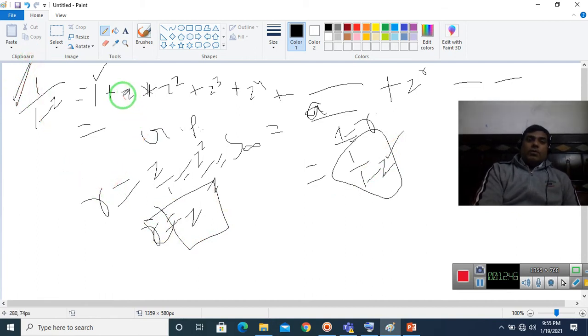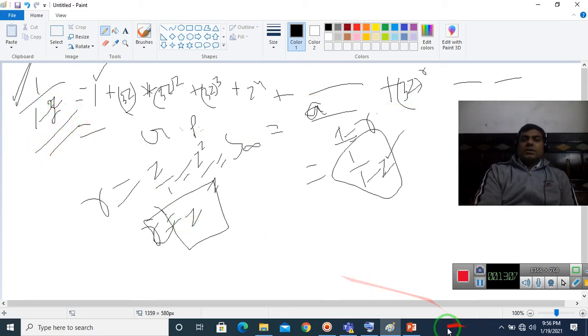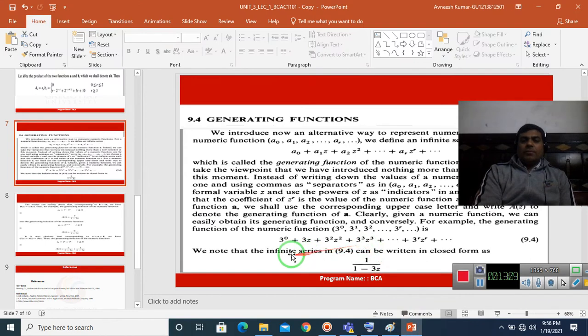So if we put here 3z to the power 1, 3z to the power 2, 3z to the power 3, and 3z to the power r, the final answer of this series becomes 1 upon 1 minus 3z. So this is the series we discussed here: 3z to the power 1, 3z to the power 2, 3z to the power 3, 3z to the power r. Okay, so the answer of this series is 1 upon 1 minus 3z.